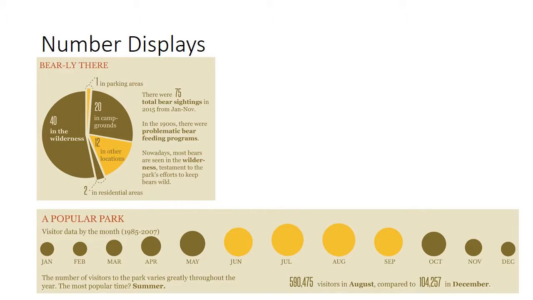For the bear data display, size also conveys magnitude because the larger the slice of the pie chart is, the more bears have been found in that location. I thought that these displays were intuitive because it's easy to relate the larger size to a larger number.